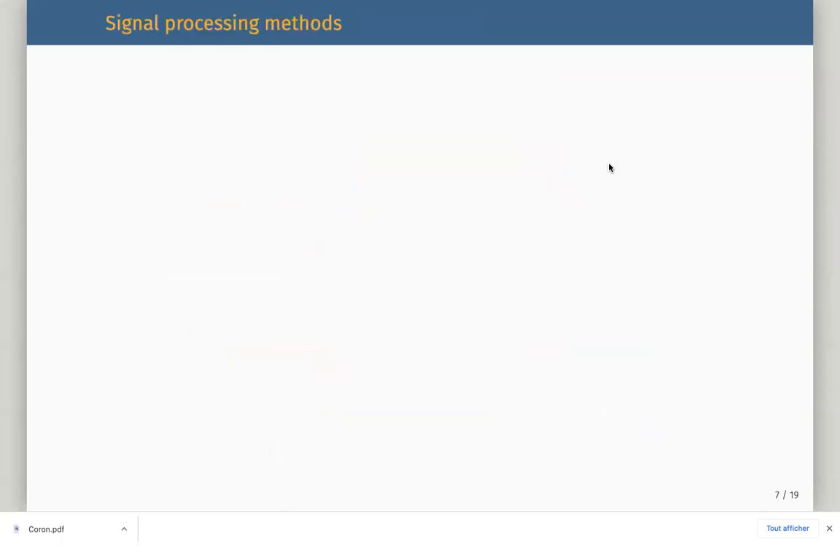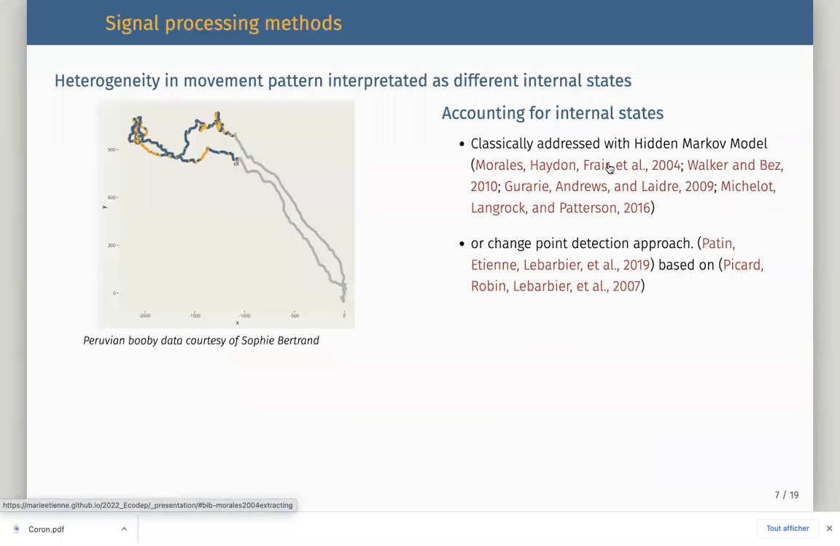For example, classically, you can use a hidden Markov model to have some very simple representation of the movement using the metrics I have described before. But there is also some change point detection approach using the initial work from Marc Lavielle, which has been extended by Émile Le Barbier and Franck Picard in the following.